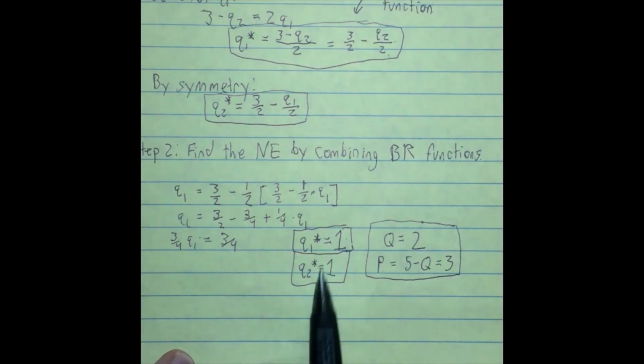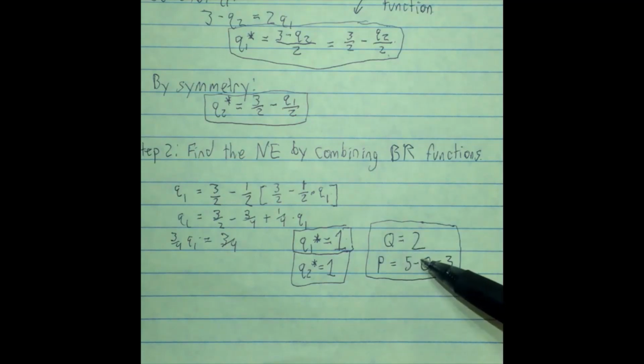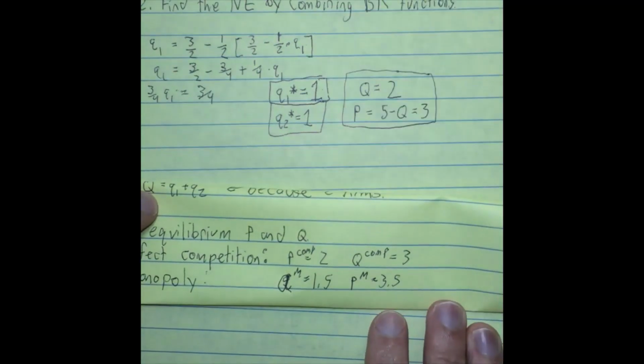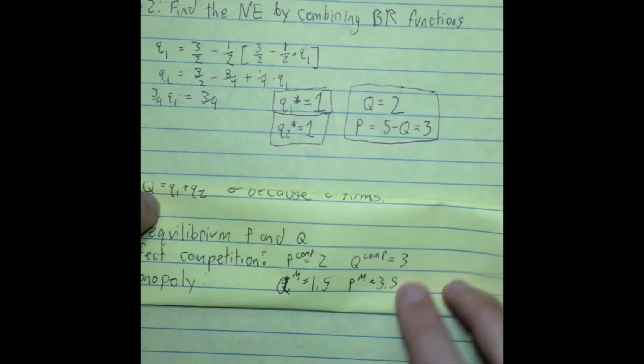Right? What we did is we got aggregate quantity by just summing up Q1 and Q2, and then we got the price by plugging the quantity into the demand curve, the same way we did with monopoly. The one thing I want to point out here, and we'll talk about this after we do a handout, is that we're somewhere in between the perfect competition outcome and the monopoly outcome.